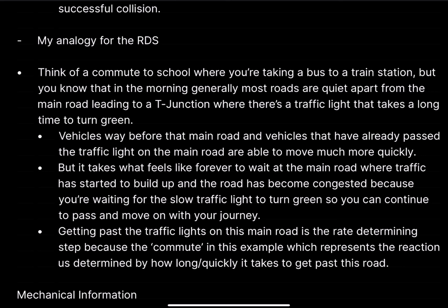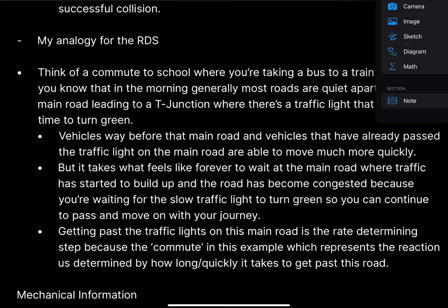All right, one second, let me actually get a sketch out. There we go. Because I think some people may not be able to understand what I'm trying to say. So let's say we're starting at point A, and the train station here is point B. You're trying to get here.